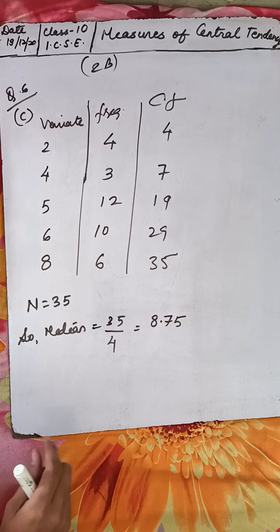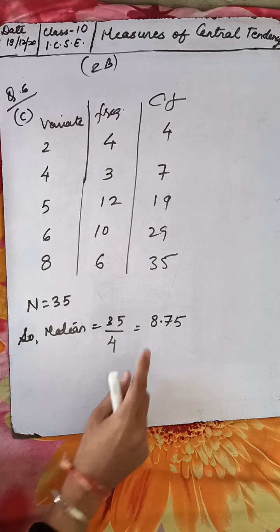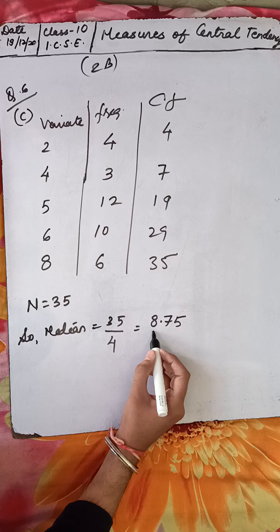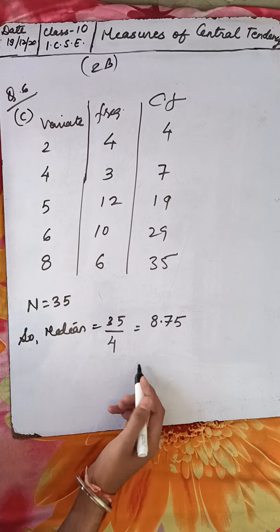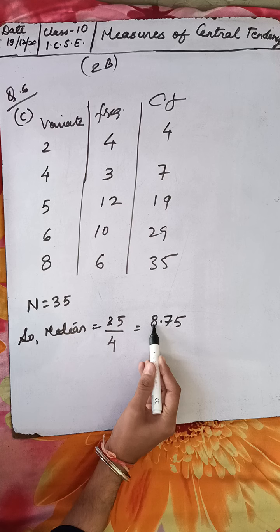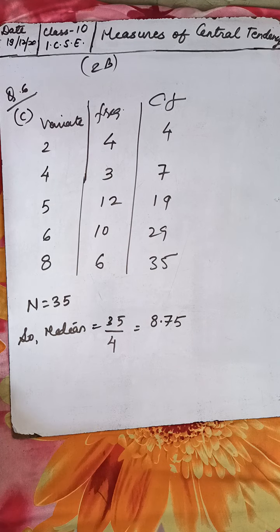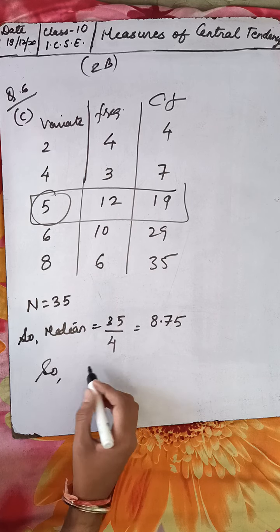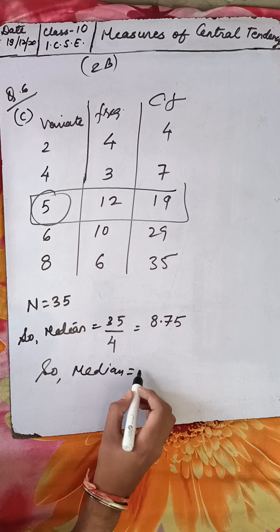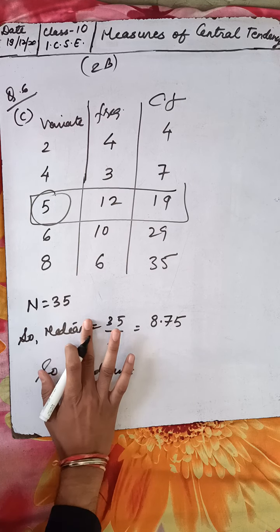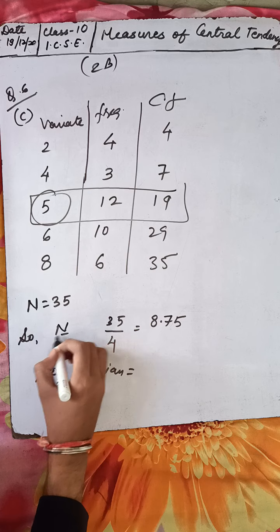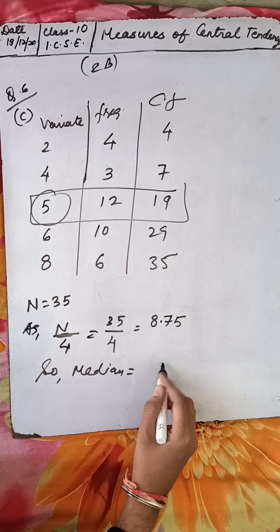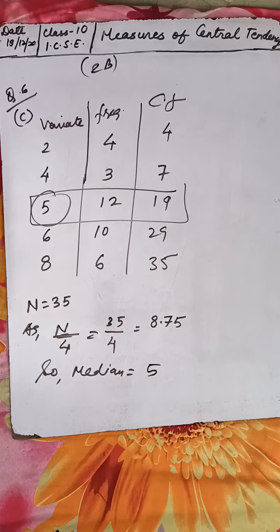As I explained to you, we take the very first number in the cumulative frequency which is just greater than 8.75. So you can see 19. And for this 19, we have to see its variate. You don't write this as a median, you just write n by 4 is equal to this and that, so median will be 5. This is how we have to do.